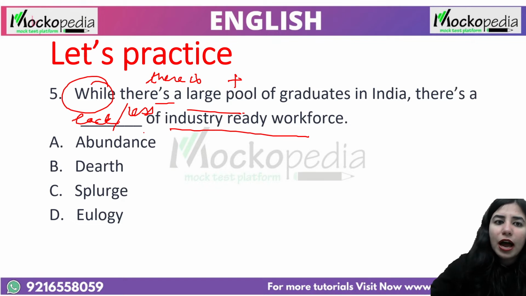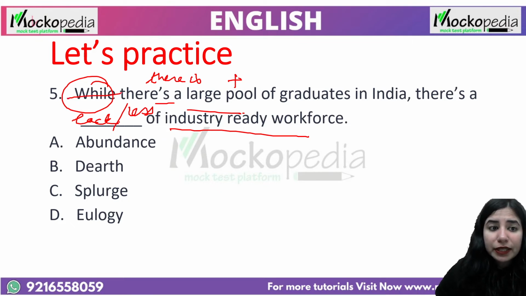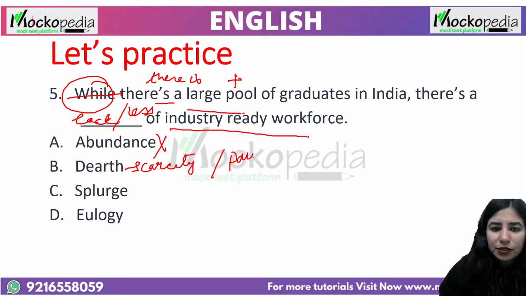So that's how our predicted answer would work. Now take a look at the answer choices. So abundance will be the opposite, right? If you don't pay attention to the word "while", abundance can be an easy trap. Answer choice goes out. Dearth is a scarcity, right? Or you can also put a synonym here, paucity. So we can keep this.